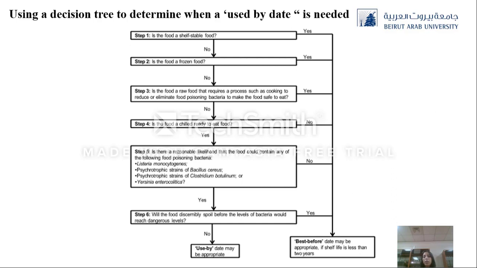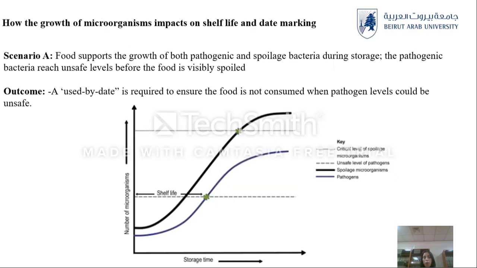Is the food a raw food that requires a process such as cooking to reduce or eliminate food poisoning bacteria to make the food safe to eat? If yes, BBD. If no, next question. Is the food a chilled ready to eat food? If no, BBD. If yes, here we need to check whether there is a probability or a reasonable likelihood that the food contains any of the following food poisoning bacteria, such as Listeria, Bacillus cereus, Clostridium botulinum, or Yersinia. If no, BBD. If yes, we go to step number six. Will the food spoil before the levels of bacteria reach a dangerous level? If yes, BBD. And if no, use by date.